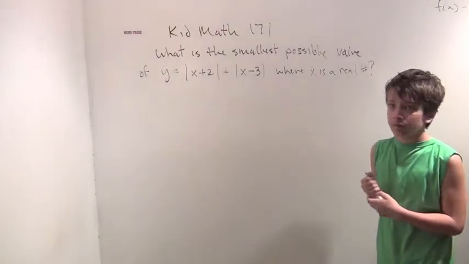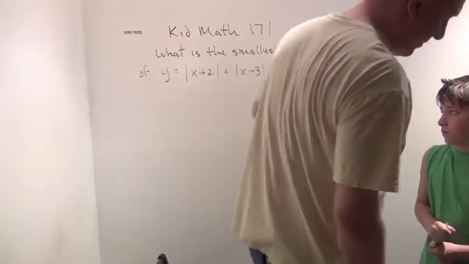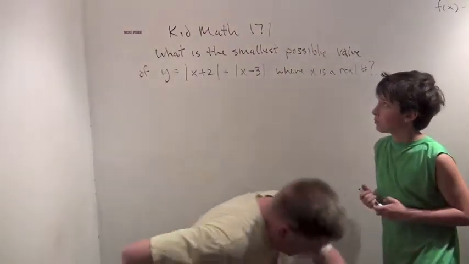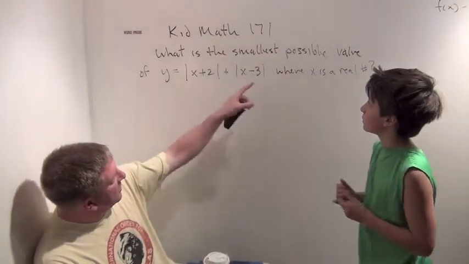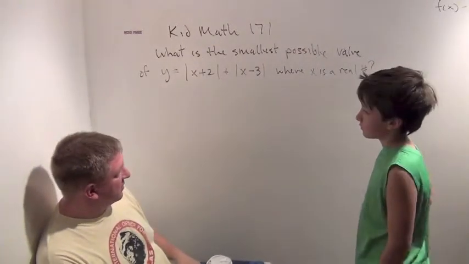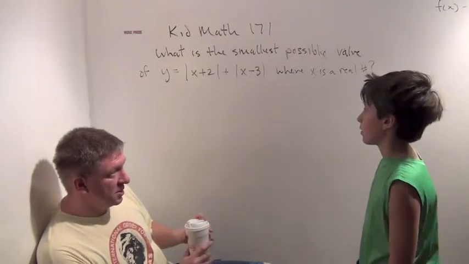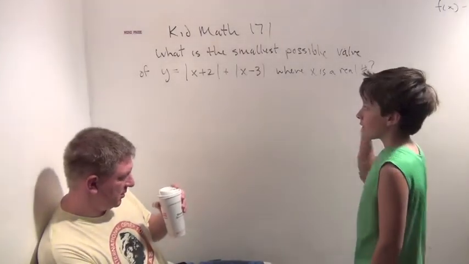We got one more day inside this section about special functions, and this is a problem from the review exercises. What is the smallest possible value of y equals absolute value of x plus 2 plus absolute value of x minus 3, where x is a real number? Right, you understand the question? Yeah. All right. How do you want to go ahead on this?